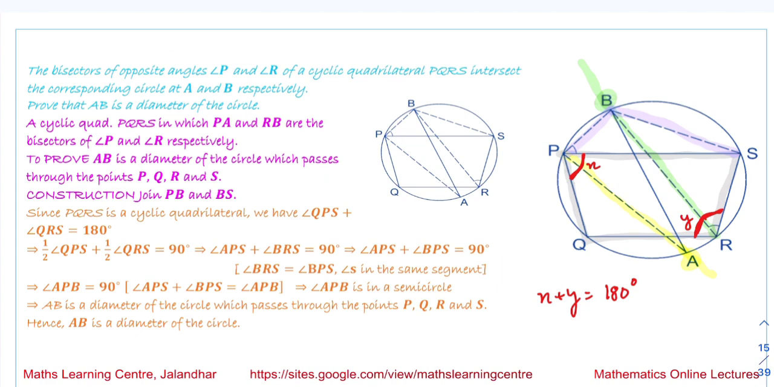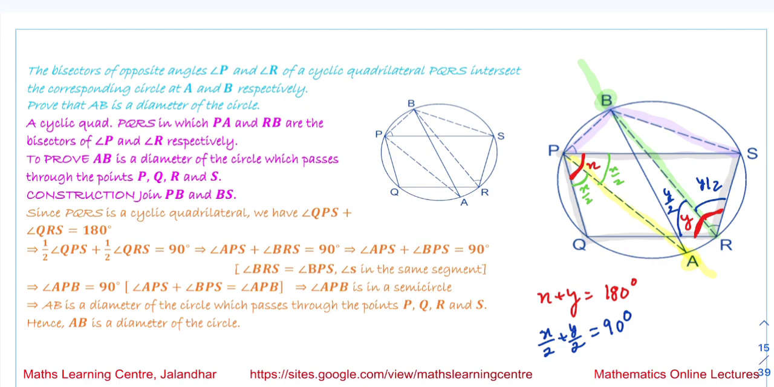Now PA is the angle bisector, which means the value of this angle is X by 2, and the value of this angle is X by 2. Similarly, the value of this angle is Y by 2 and the value of this angle is Y by 2. So what we get is that X by 2 plus Y by 2 is equal to 90 degrees.